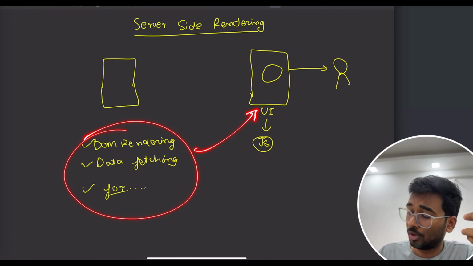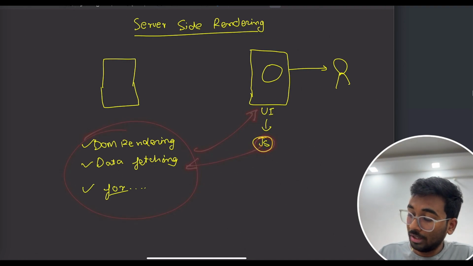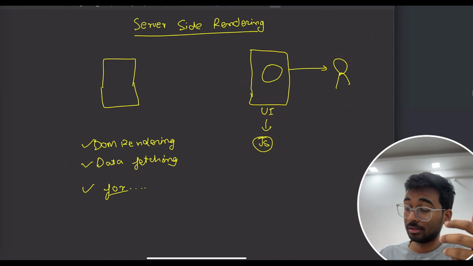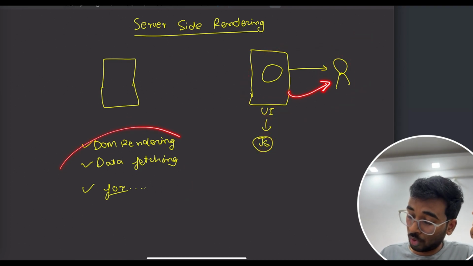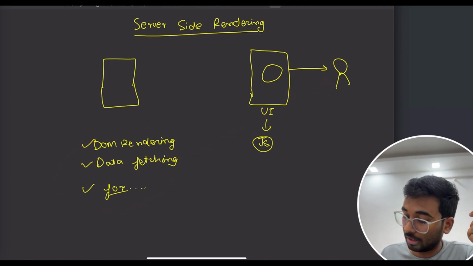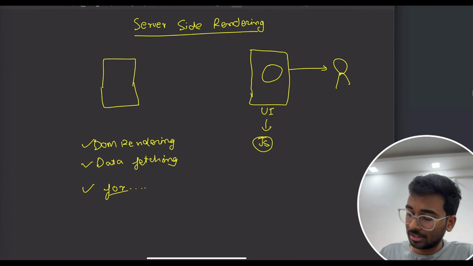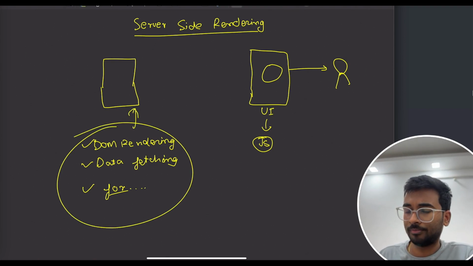So what we were trying to do was running all this JavaScript on a user's device, because the UI sits with the user. The browser sits with the user. So all we were doing was data fetching, DOM rendering, for loops and mappings, and all these things. So what if we just move all this onto a server?